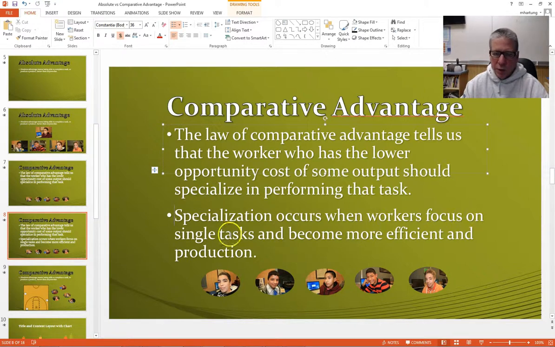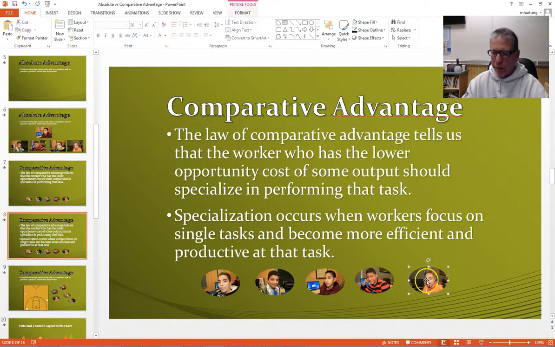Specialization occurs when workers focus on a single task and become more efficient and productive at that task. And they become more productive because they're repeating that task over and over and over again. So maybe we're going to take Tanner, we're going to put him at small forward. And every day at practice, he's going to practice being a small forward, working on it over and over again to get really good at it.